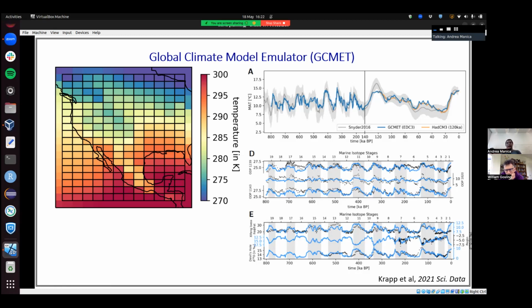Again, bear in mind that it is not going to outperform, for example, the original HAD-CM3, but it seems to be on par in terms of qualitatively reconstructing the world.